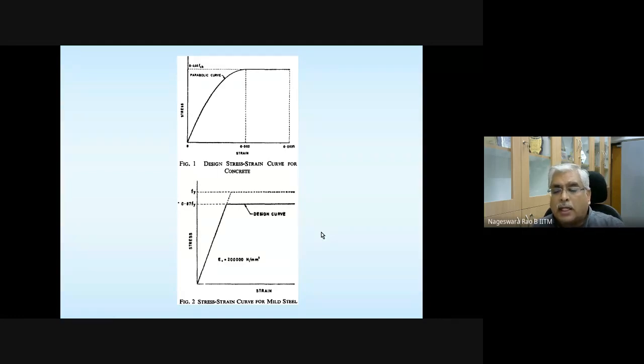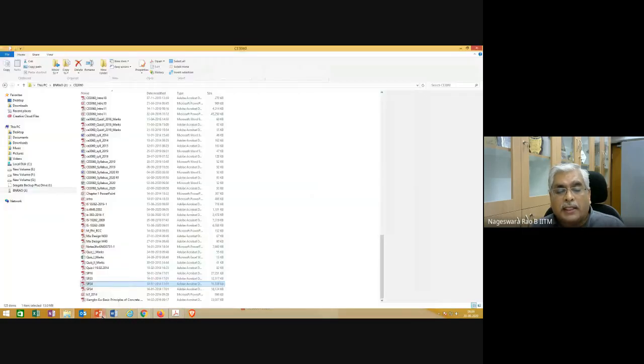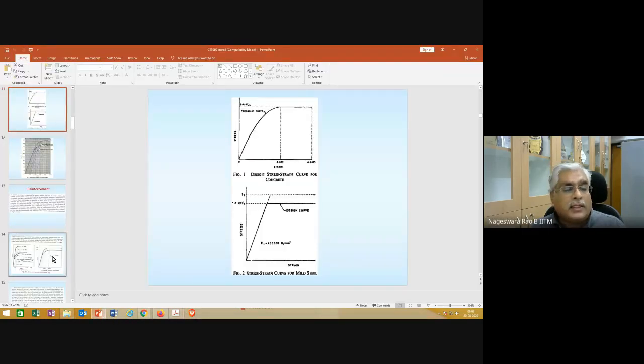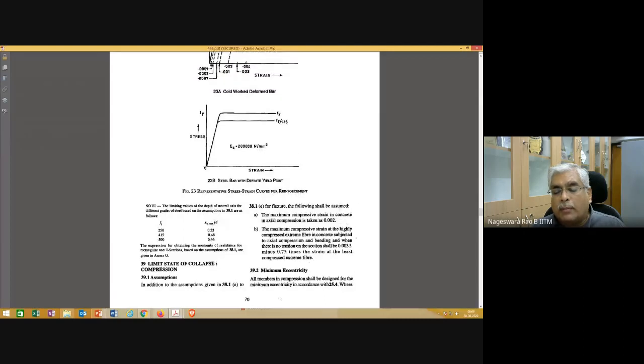Anyway, this is the stress strain curve for mild steel. What about high tension steel? That is actually given in IS 456. You need to also have the code book with you. Okay, page 70.